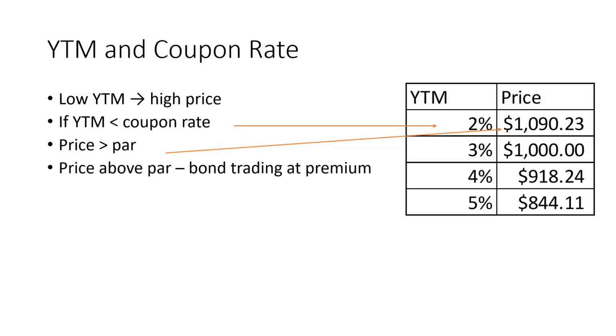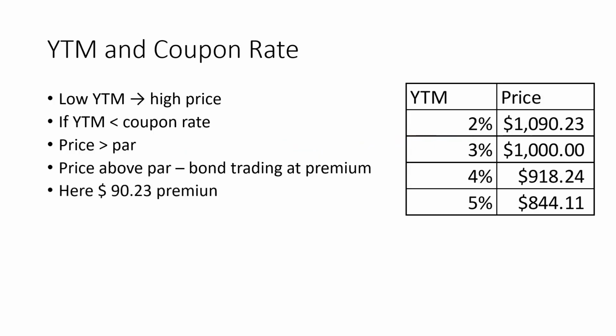That's the first thing. So price above par, and the bond is known to be trading at a premium. In this case, the premium is of $90.23. So the premium is called $90.23 premium. It's how much above the par value it is. Now as the YTM increases, the price decreases. Here, for example, the YTM is 5%. It's much bigger than 2%.